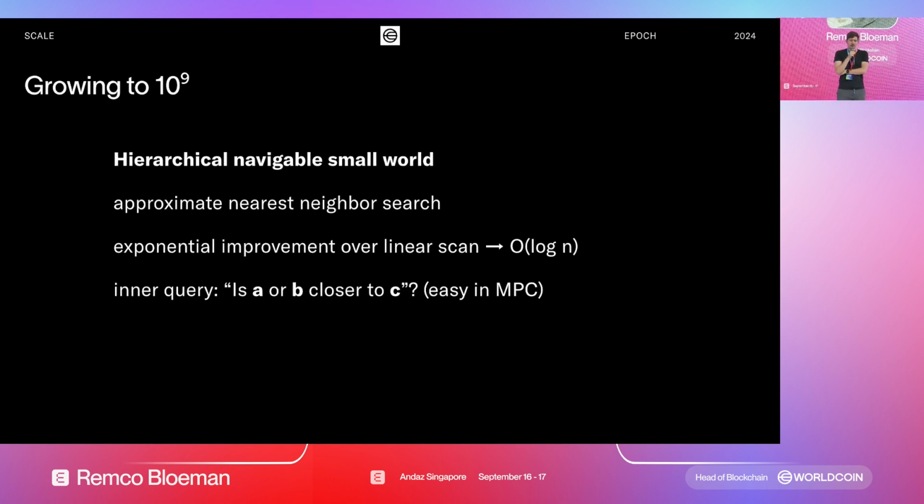Hierarchical navigable small worlds is what we're looking at here. That should get us to logarithmic scaling and maybe even get us off the GPU platform. And that way we should be able to scale this to 1 billion people while maintaining the same uniqueness guarantees and same false negative, false positive rates as we are currently trying to achieve.